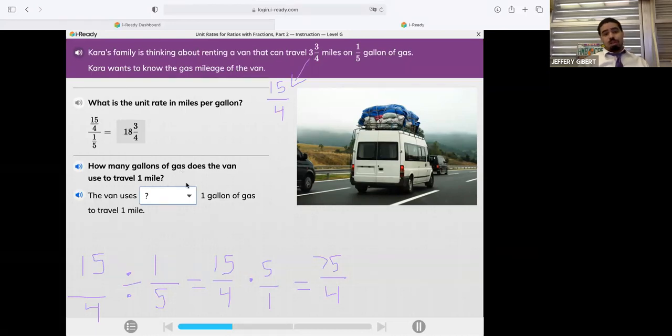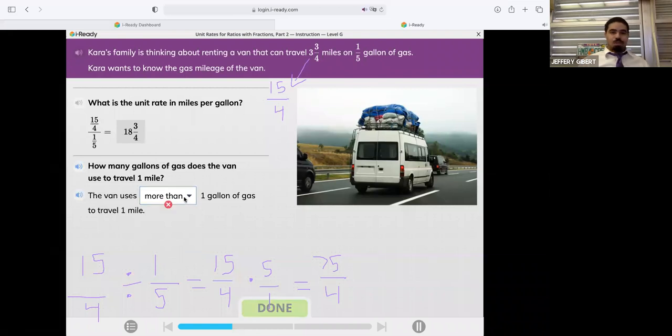You're the first person to get that right. The other classes said more than, because they're like, oh, 18 and 3/4 is bigger than 1. But it's less than, because if you can go 18 3/4 miles on 1 gallon of gas, that means you can definitely go 1 mile, which is way smaller than 18 3/4 miles, on less than a gallon.